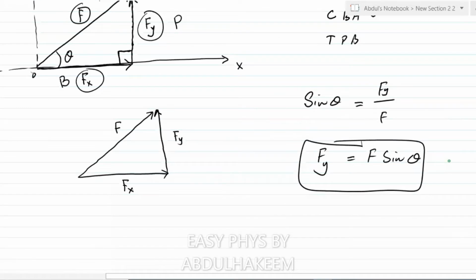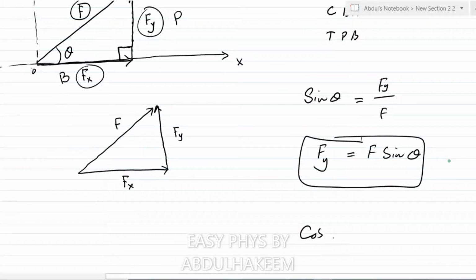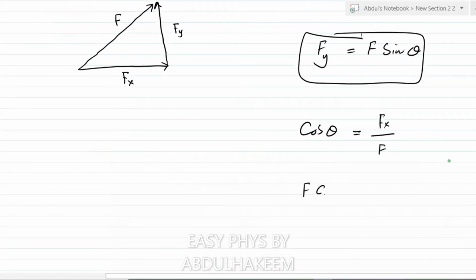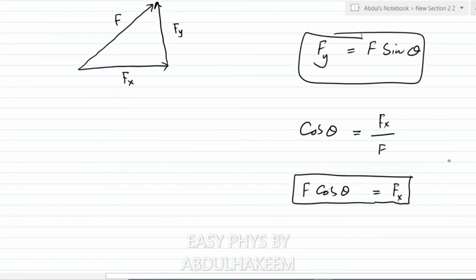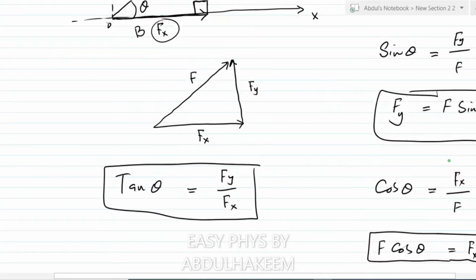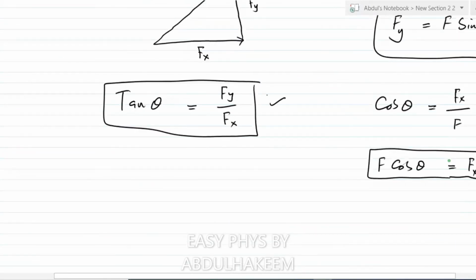Okay, the second one: cos theta is equal to base, which is Fx, over hypotenuse F. So we can write F cos theta is equal to Fx. This is the second important formula. And number three, tan theta is equal to perpendicular over base. So this is the third one, and this is called the relation between both components.